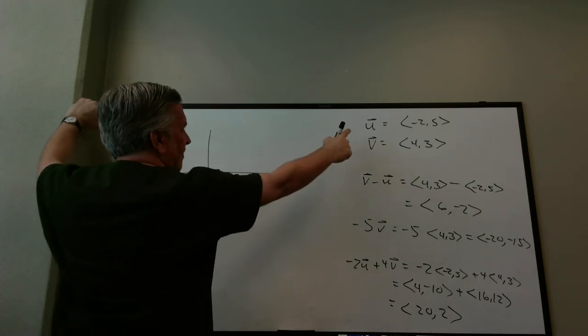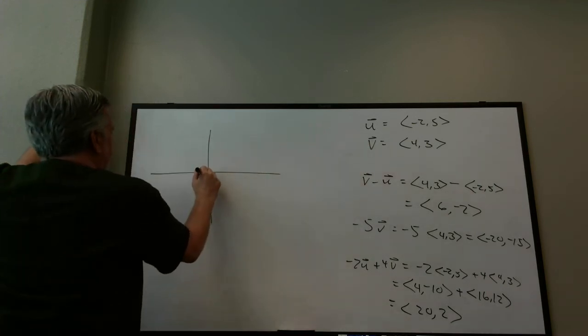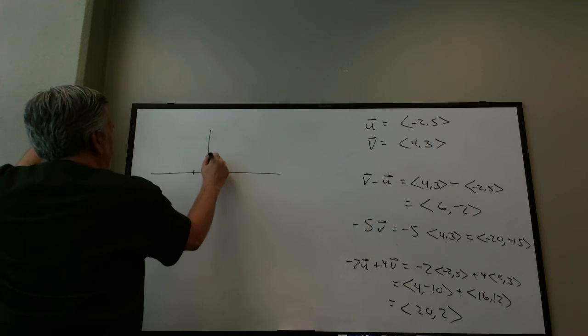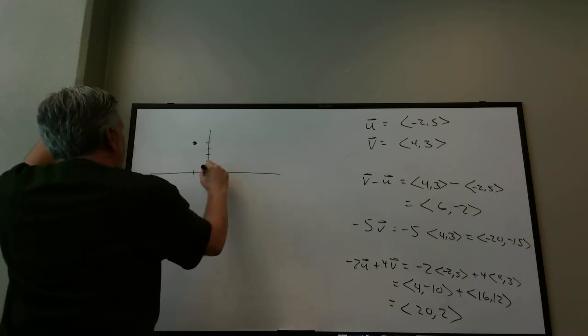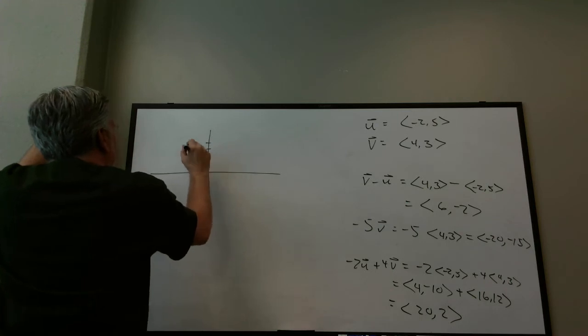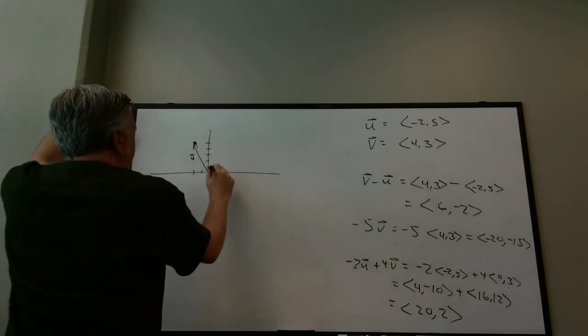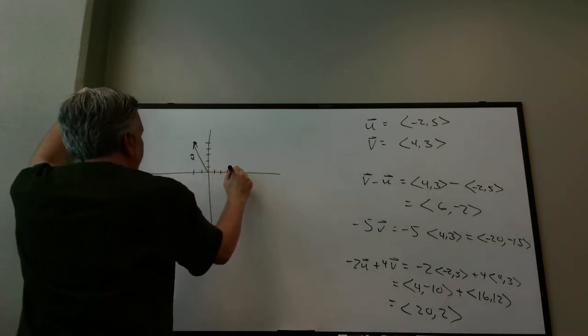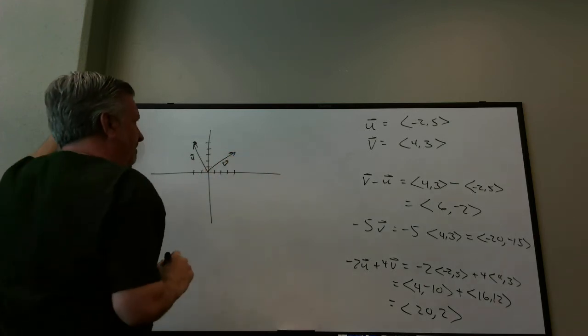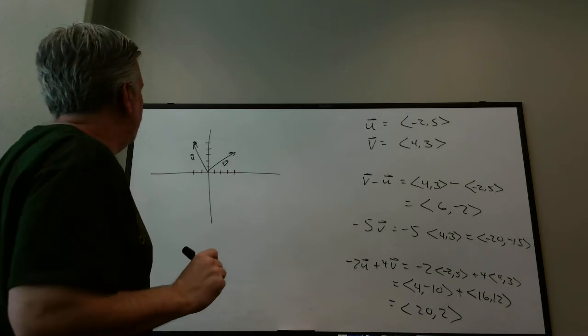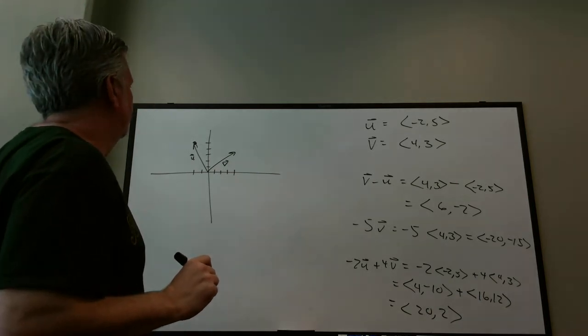So vector u is minus 2, 5. 1, 2, 1, 2, 3, 4, 5. So minus 2, 5. So here's vector u. And then vector v is 4, 3. 1, 2, 3, 4, 3. So there's vector v. And we want to do v minus u.